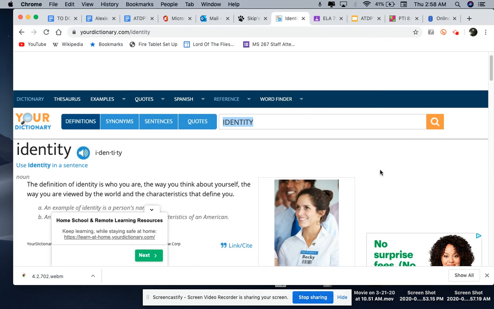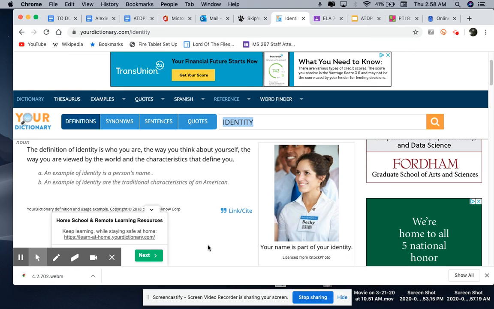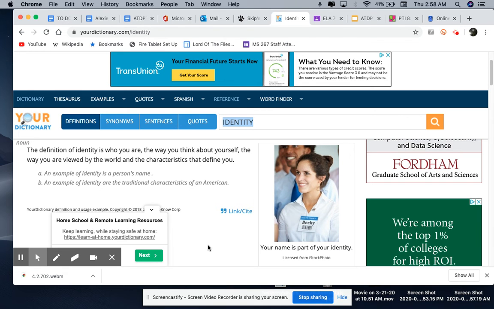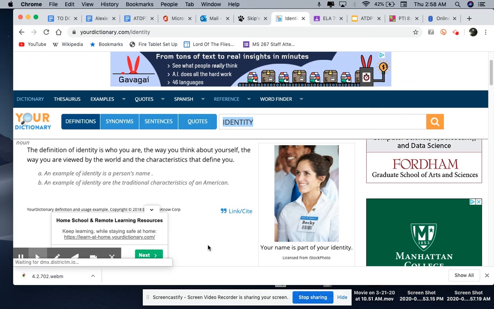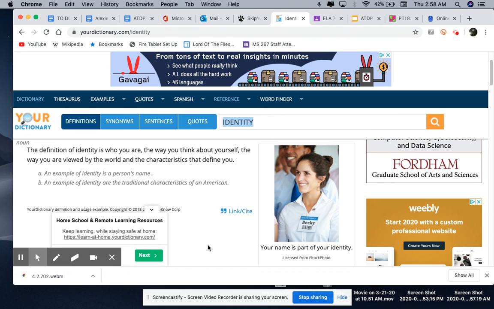So, identity, by definition, it's not just like showing your class photo or ID, right? But it's really who you are, how you think about yourself, but also the way that other people see you. And it also contains characteristics that define you. So identity has a lot to do with where you were raised, your family, but it doesn't have to be. As you grow, identity can change, and that's what's really interesting about this concept, right?